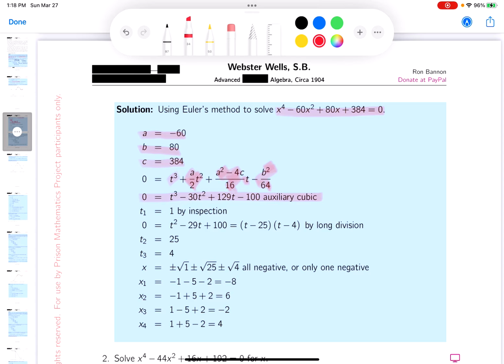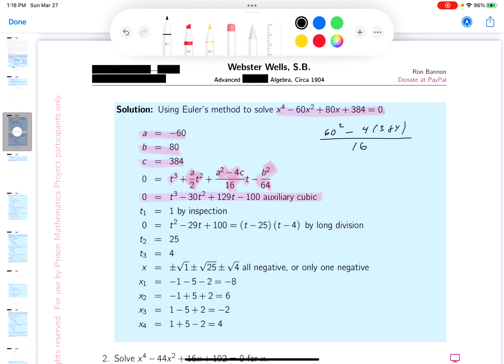Let's just go through that. When you take a and divide it by 2, you get minus 30. Let me write the a squared down. The a squared would be 60 squared, and then minus 4 times c. Well, 4 times c is 384, right? Again, for me, this is way more work. Over 16, you divide through, you should get 129. And again, if you're not getting these numbers, let me know. Then the b squared over 64, you should get minus 100.